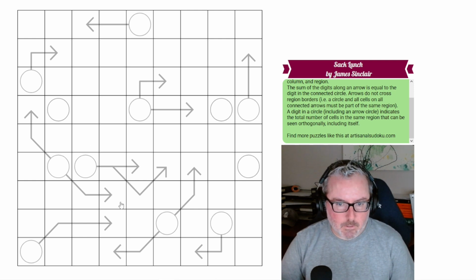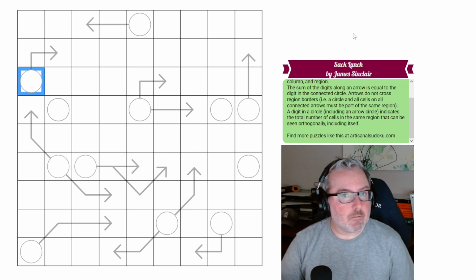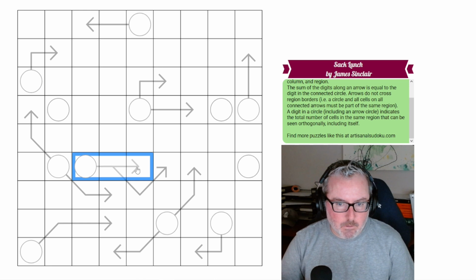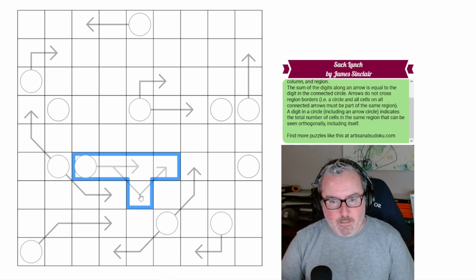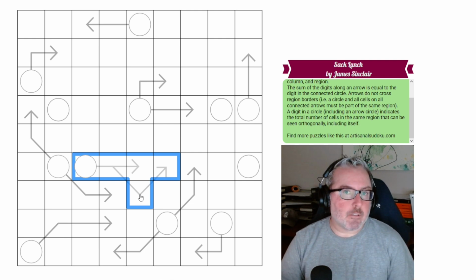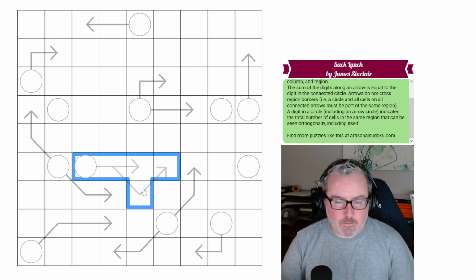So if you were to look at this circle here, these two cells will add up to whatever that value is. And we have arrows do not cross region borders, i.e. a circle and all cells on all connected arrows must be part of the same region. So if we were to look at this guy here, all of these portions of our arrow, the circle and the lines itself must be in the same region. So we'll be able to use that to start dividing out this puzzle.